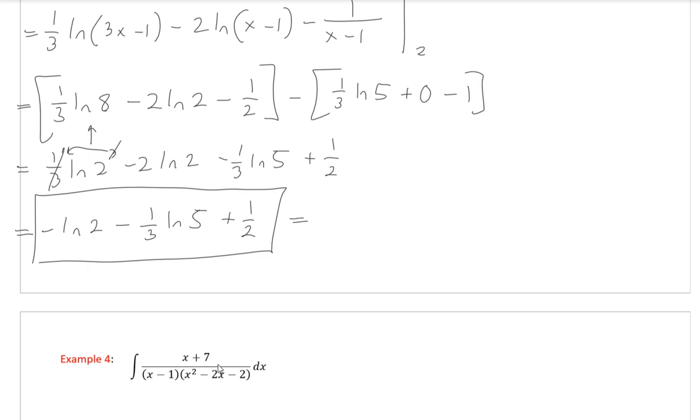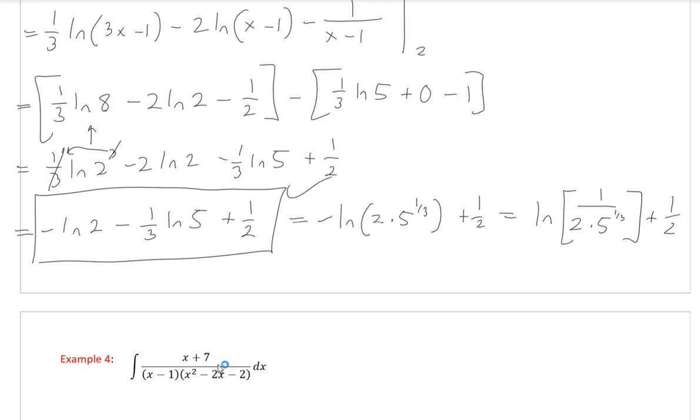For example, you can say that this is negative. These are both natural logs, we can factor a negative out and then add them, which actually multiplies the inside. So negative natural log of 2 times 5 to the 1/3 power plus 1/2, and that negative can go in and move that all to the bottom, so you can also say natural log of 1 over 2 times 5 to the 1/3 plus 1/2. That's going even further. However, this should be just fine. Reduce it down into pretty few terms.